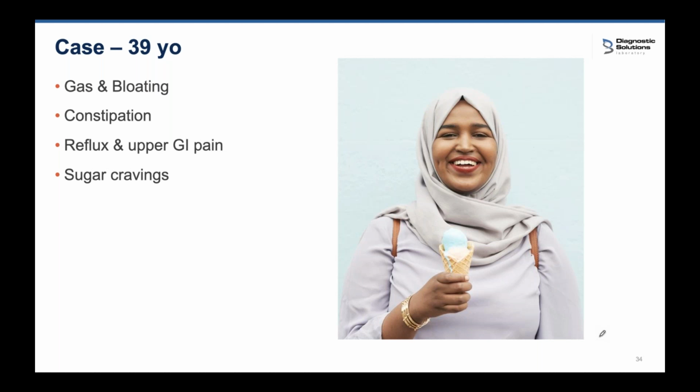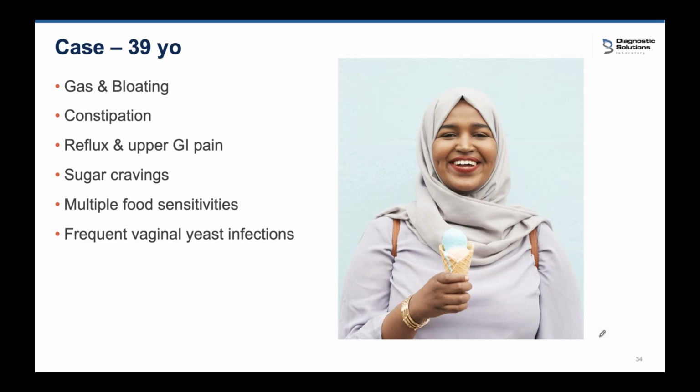We've got sugar cravings, which makes us think, yeah, maybe Candida, maybe Pseudomonas. A lot of our bacteria can also lead to sugar cravings. Lots of food sensitivities, and then frequent vaginal yeast infections. So when I see a case like this, I think, yeah, there might be some yeast involved there. Very likely to be some yeast involved, and we may see Candida on a test.